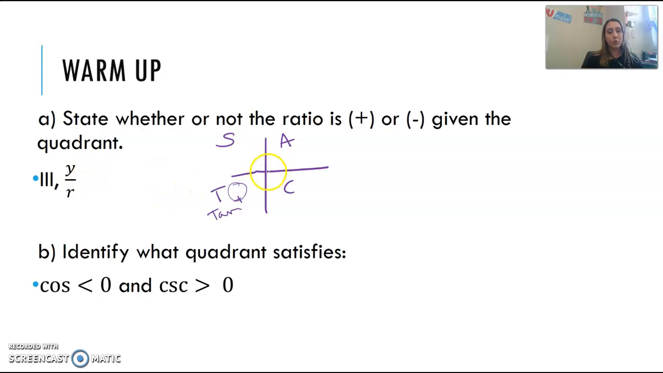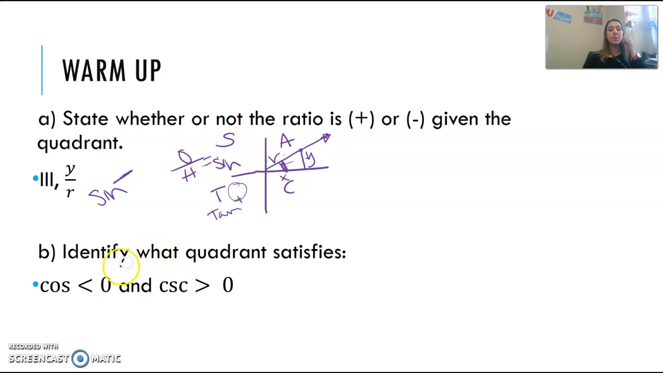And remember, when we have a triangle, what we're looking at here in the quadrant plane is this is my y, this is my x, and this is my r. So y over r, we're looking at the inside angle, would be opposite over hypotenuse. Opposite over hypotenuse is sine. So sine would be negative.